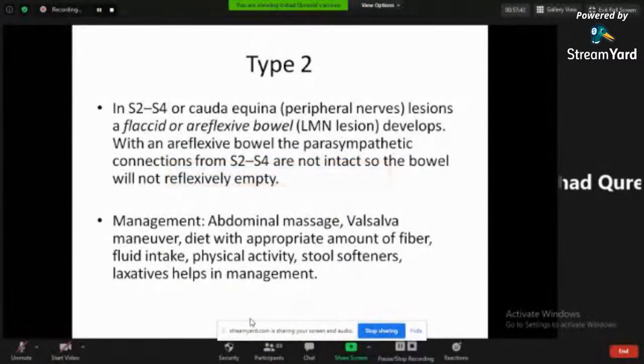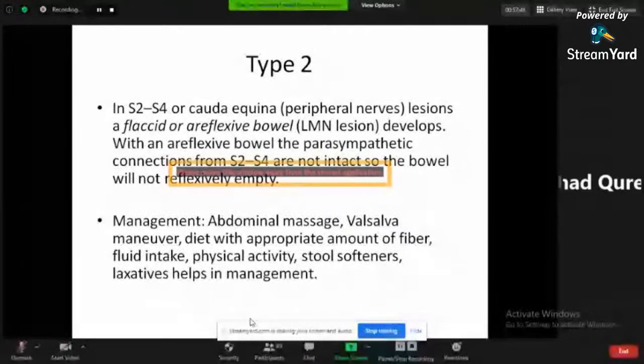With an areflexive bowel, the parasympathetic connections from S2 to S4 are not intact, so the bowel will not reflexively empty. The management: abdominal massage, Valsalva maneuver, diet with an appropriate amount of fiber, fluid intake, physical activity, stool softeners, and laxatives help in the management of this.